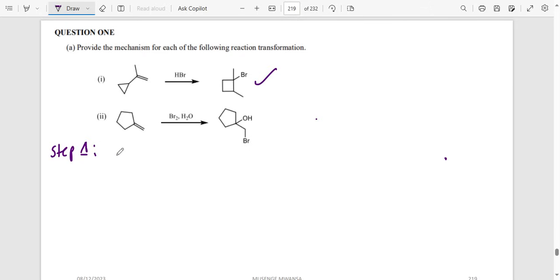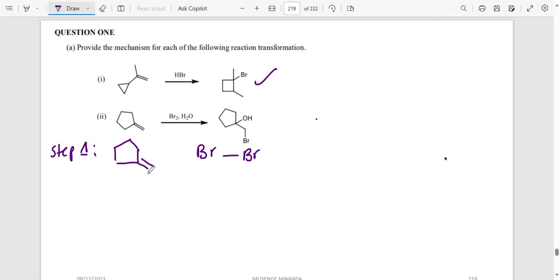we are going to have our compound with a double bond. Let me write it like this. I can put the double bond here. And then first thing first, we are going to have Br2. Okay, we have got Br. Now I'm going to write it like this, Br2.